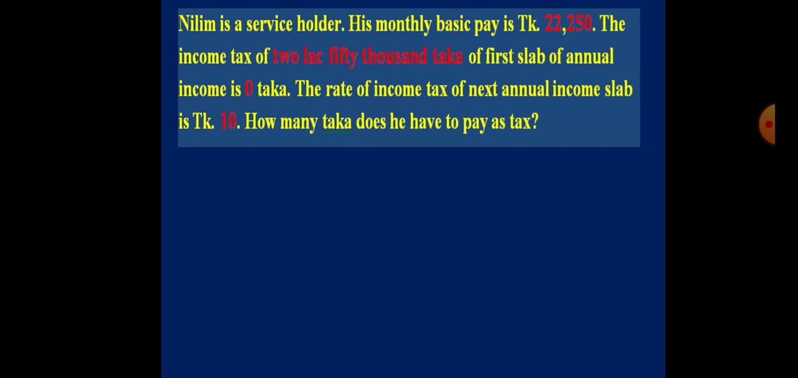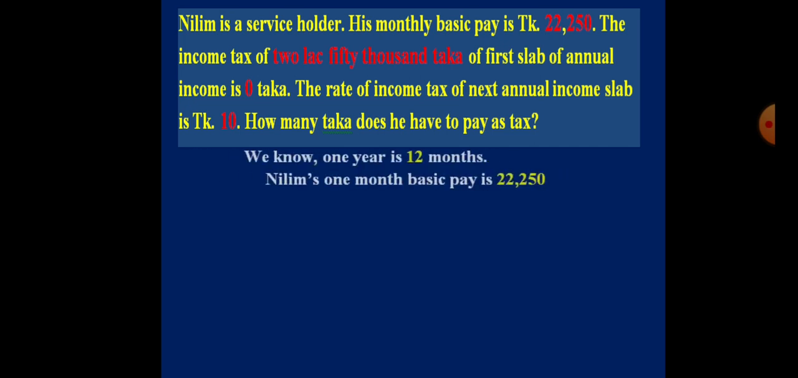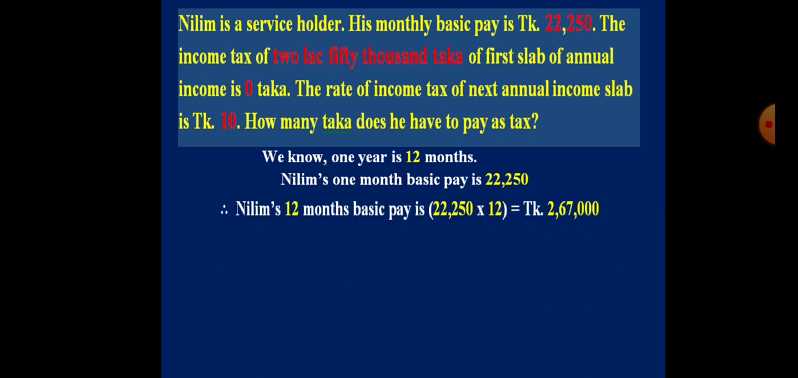Okay, that means in 100 taka you need to give taka 10 to the government. Then how many taka does he have to pay as tax? This is the question. Don't get scared, because this problem actually looks big. You see that we know 1 year is 12 months. That means 1 month basic pay is 22,250. Means 12 months basic pay is 2,67,000.